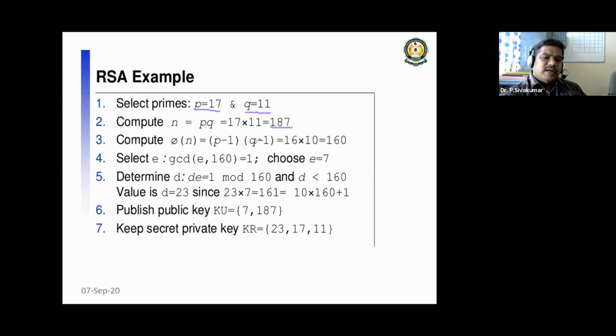Phi of n is (p minus 1) into (q minus 1). So p minus 1 is 16 and q minus 1 is 10. 16 into 10 is 160. This is the phi of n value.